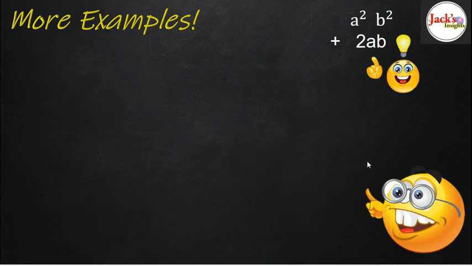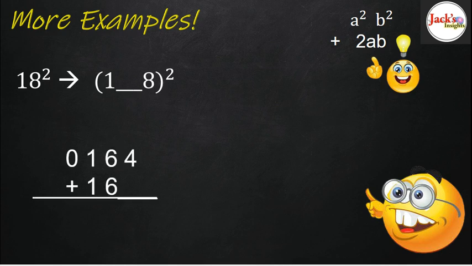So more examples. Another example, we have 18 squared. Separate 1 and 8. Okay, and the square of 1 is 1. That is 01. The square of 8 is 64. And then the 2AB, so 1 times 8 is 8 times 2, that is 16.